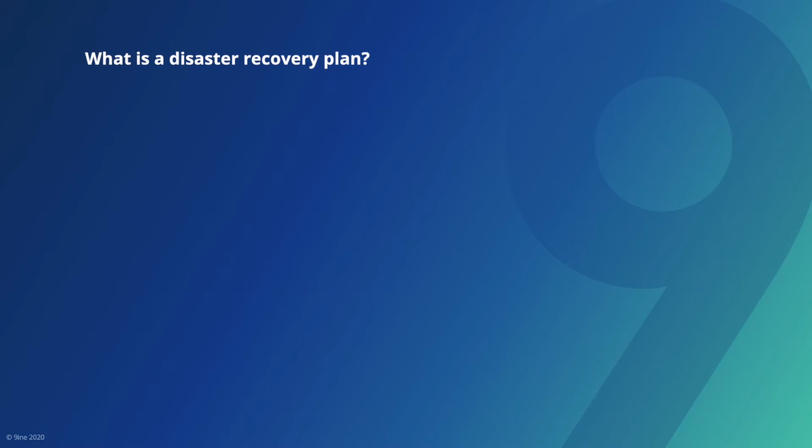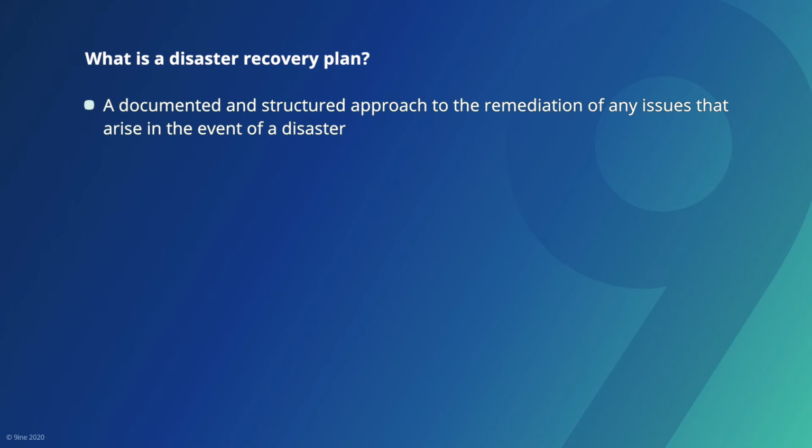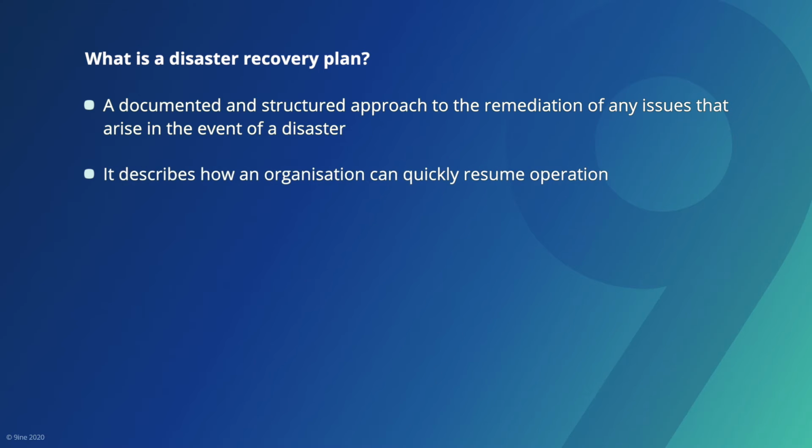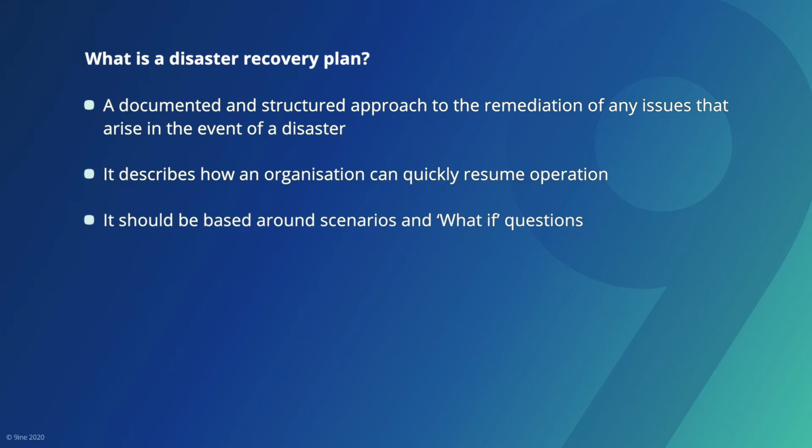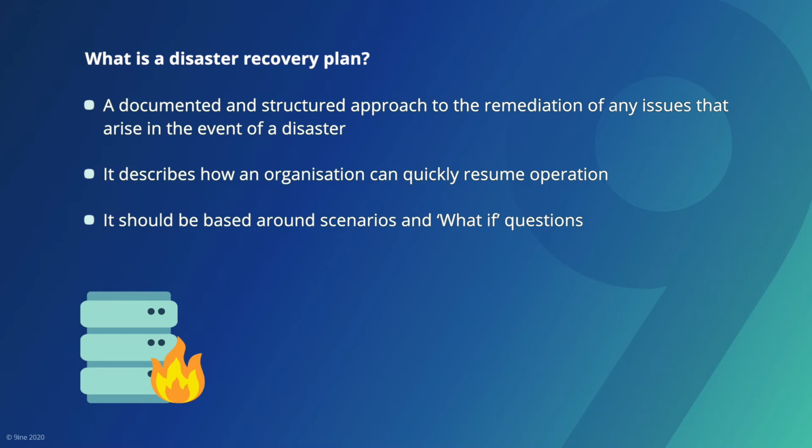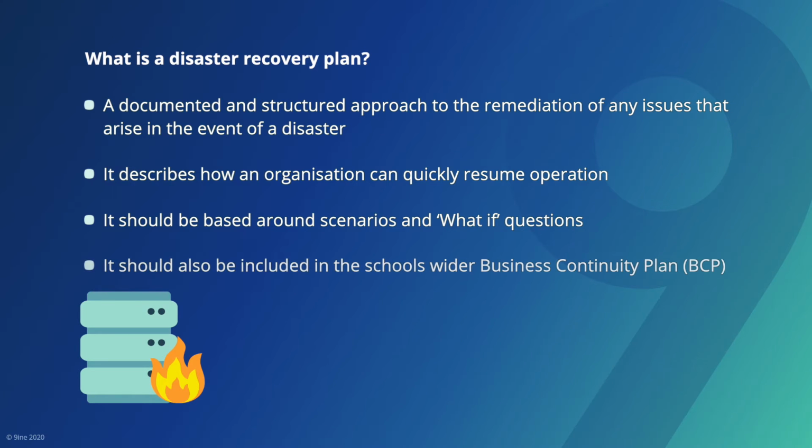An IT disaster recovery plan is a documented and structured approach to the remediation of any issues that arise in the event of a disaster, and it describes how an organisation can quickly resume operation. The plan should be based around scenarios and what-if questions. An example would be, what if there is a fire that occurs in the server room? The DR plan should also link to and form a large part of the school's wider business continuity plan.